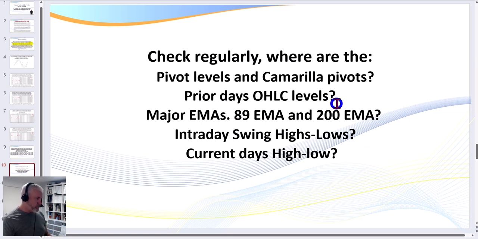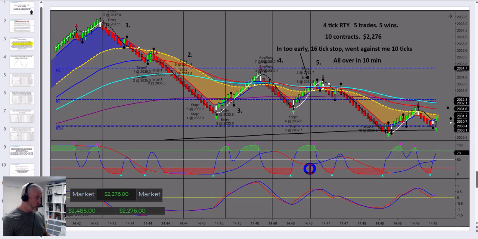Anyway, where are our pivot levels? Where are the prior open, high, low, and close? Our major EMAs, intraday swing highs and lows, and the current day's high and low. Now let's quickly review these charts, and we'll go to the ES chart. This was in the afternoon, at 2:43 Central Standard Time. What you've got to watch as you approach 3 p.m.: I usually don't do any trades after 3 p.m. Central Standard Time. It can get really fast.